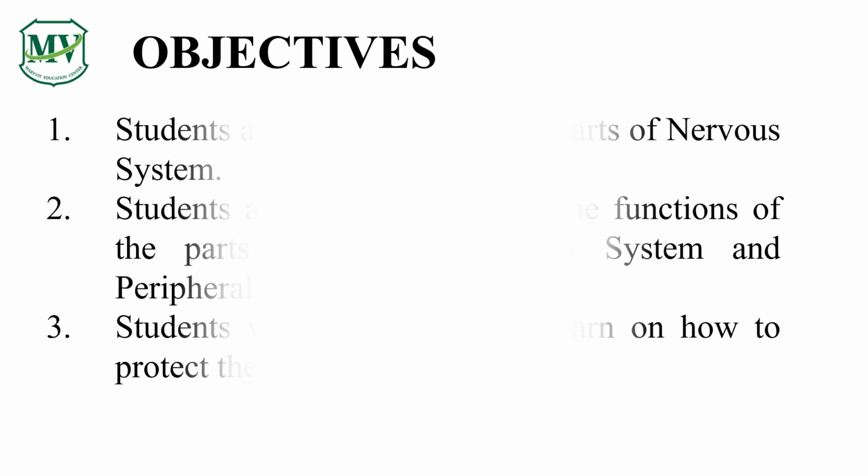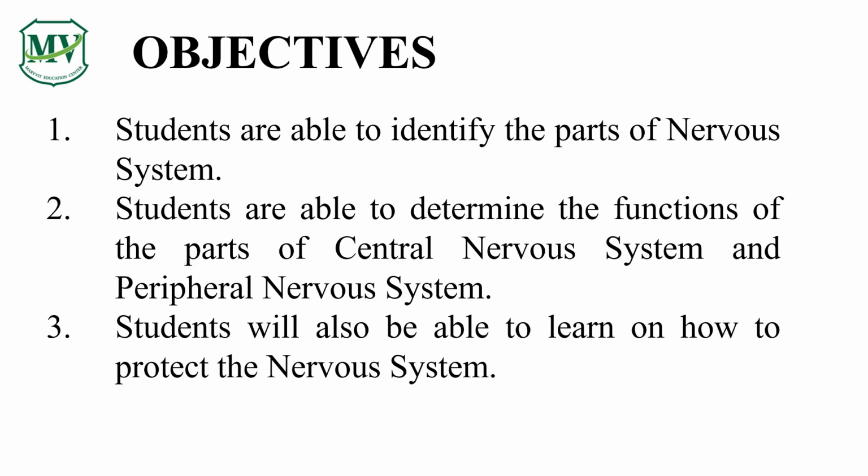Here are our objectives. First, students are able to identify the parts of the nervous system. Number two, you will be able to determine the functions of the parts of the central nervous system and the peripheral nervous system. And third, lastly, you will also be able to learn how to protect the nervous system.